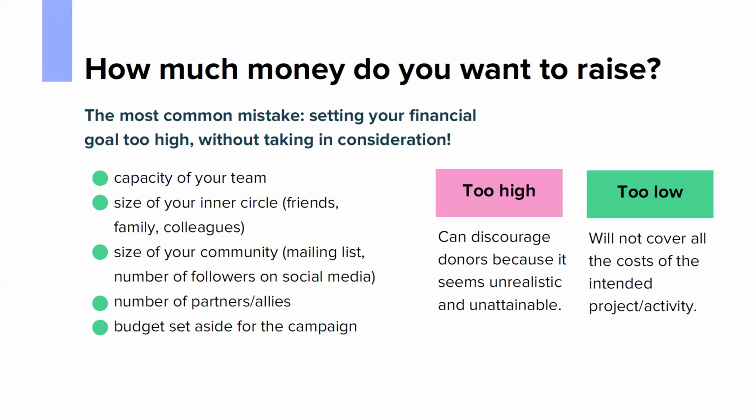Second factor is size of your inner circle, which means friends, family, colleagues. Think about, do you have support from your inner circle? Third factor, size of your community, mailing list, number of followers, social media. Think about how many contacts do you have in your mailing list? Do you have 100, 1,000, or 10,000 contacts? What about number of followers on social media?